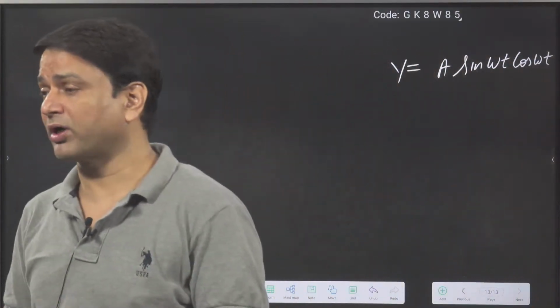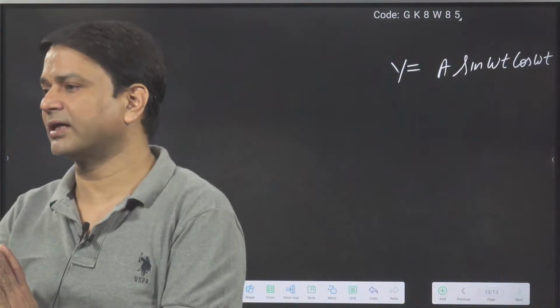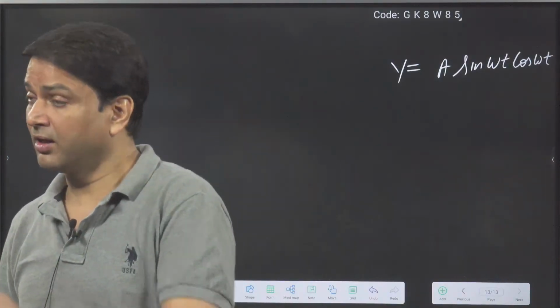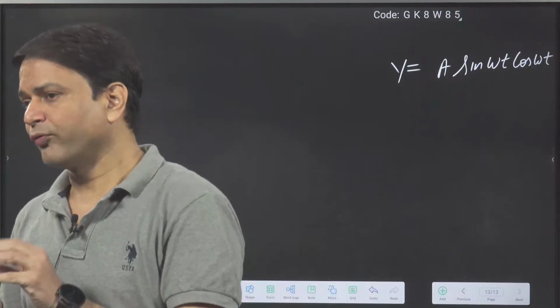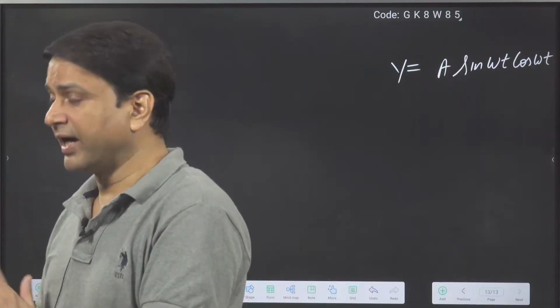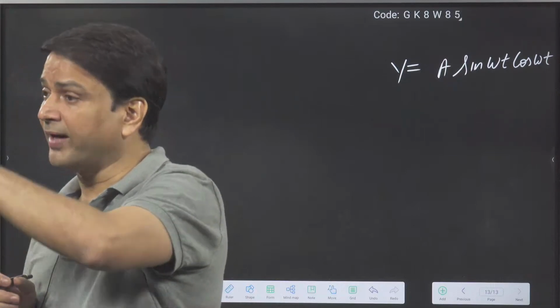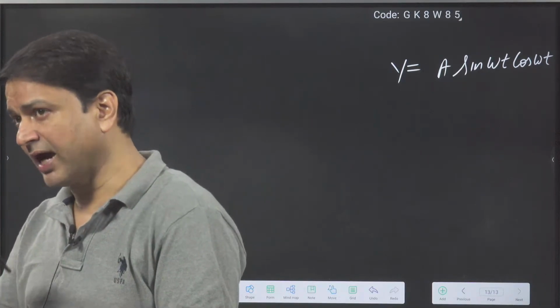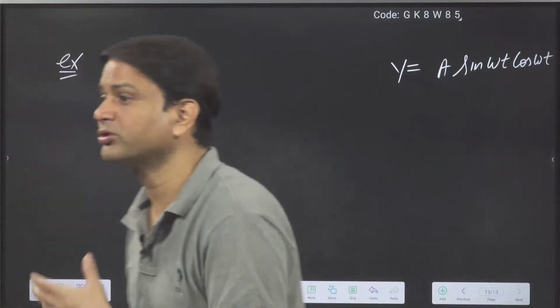A standard form is what? Either it will contain the sine or it will contain the cos, like a sin omega t or a cos omega t. But here both are there. So when both are coming in the product, then what can we do? Then we have to think of the formula of sin 2 theta. Sin 2 theta is 2 sin theta cos theta.